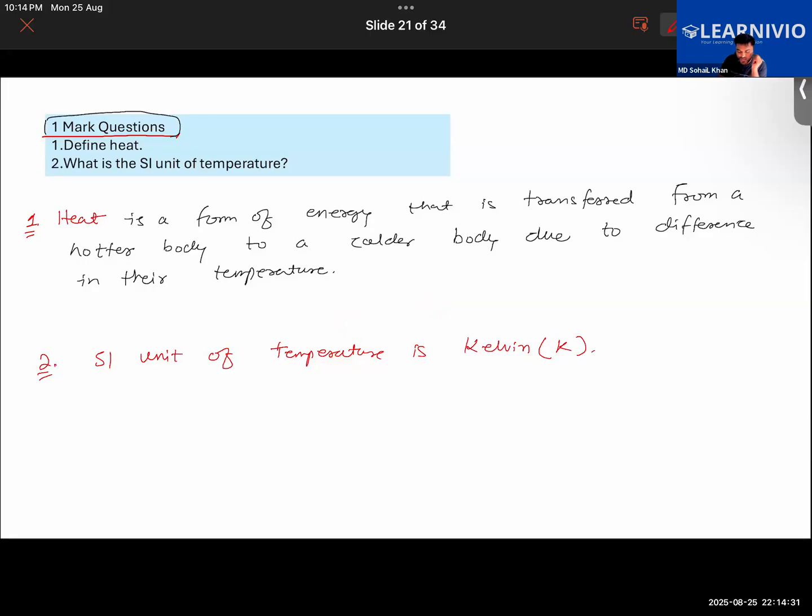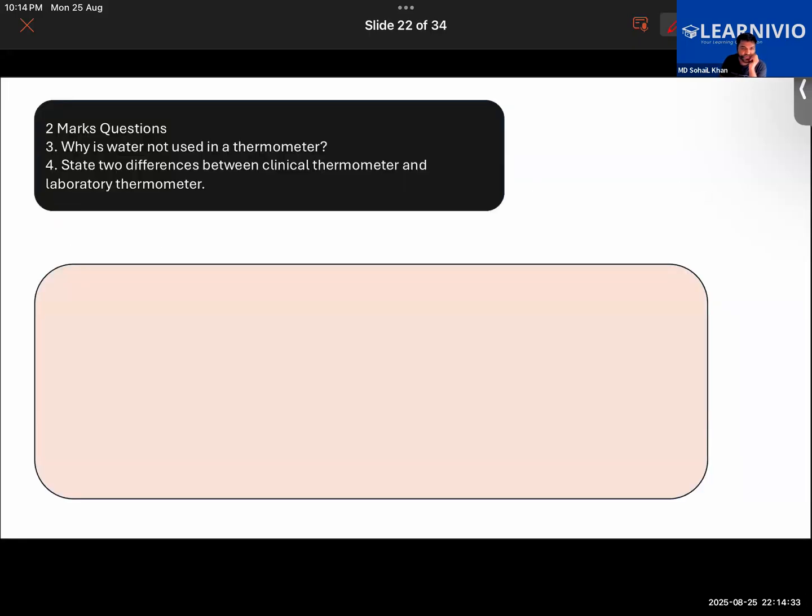Okay, now we have a 2 marks question. Why is water not used in a thermometer? Another question is: state two differences between a clinical thermometer and a laboratory thermometer. Yes, Ibrahim. Sir, can I try the first question?